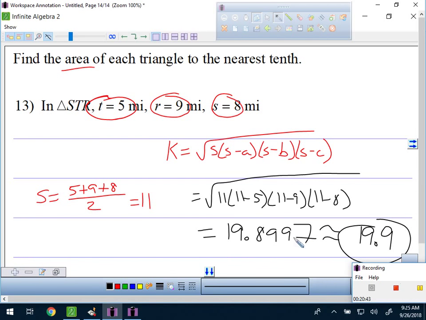And again, you don't have to memorize the formula, but you do need to know which formula to use. So if I give you all three sides, use that square root one, S times S minus A, and all that, and just find S first. So that's good to go.